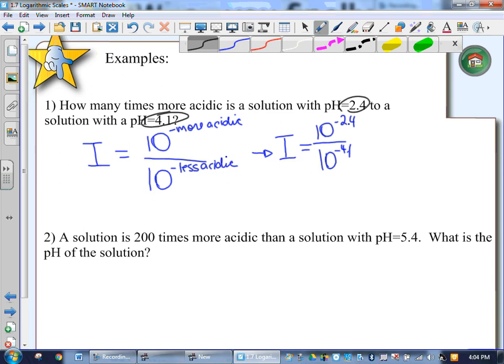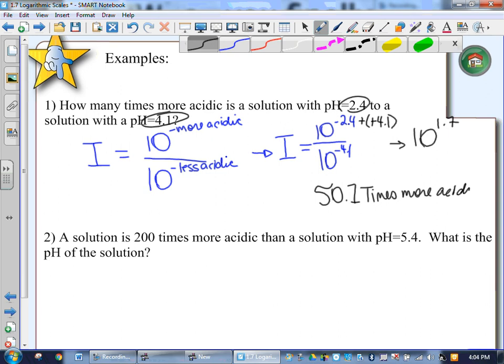To simplify, I'm dividing things with the same base, so I can subtract their exponents. Subtracting a negative, so I'm going to start that again. I'm subtracting negative 4.1, or adding. So I have 10 to the power of 1.7. So how many times more acidic is something that is 2.4 in comparison to 4.1? It should be 50.1 times more acidic. And that does make sense. Should be between 10 and 100.